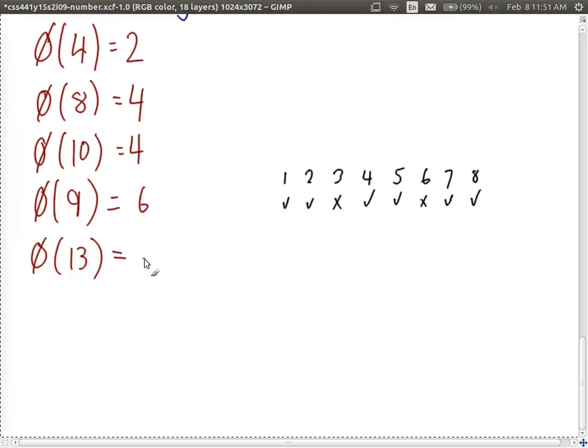How many numbers less than 13 are relatively prime with it? All of them. 12. Okay? Because of what? 13 is a prime number. By definition, all of the numbers must have a greatest common divisor with that prime number of 1. So the numbers less than 13 which are relatively prime with 13, 1 through to 12, so there are 12 numbers. So that's a nice shortcut. The Euler's totient of a prime number is the prime number minus 1.